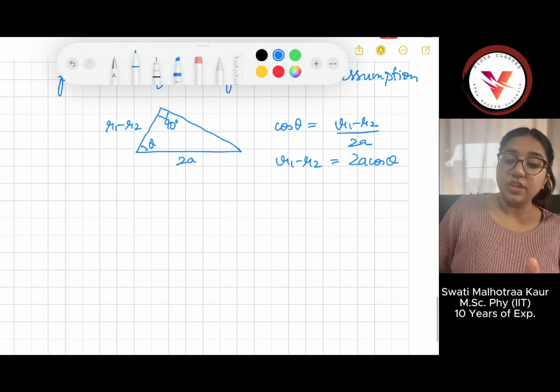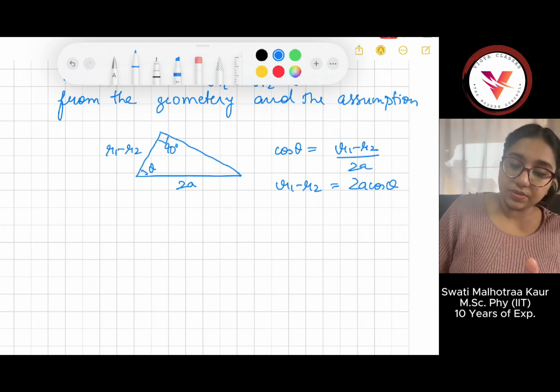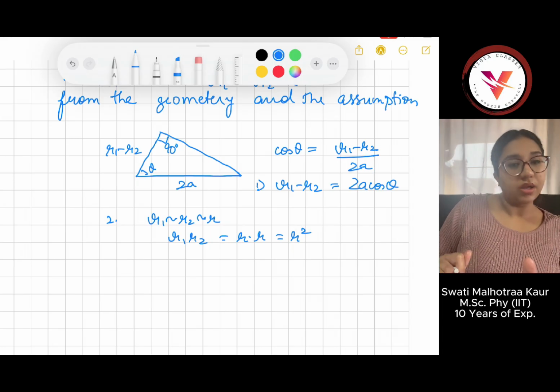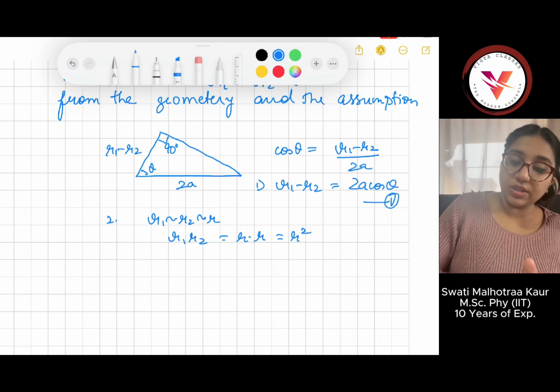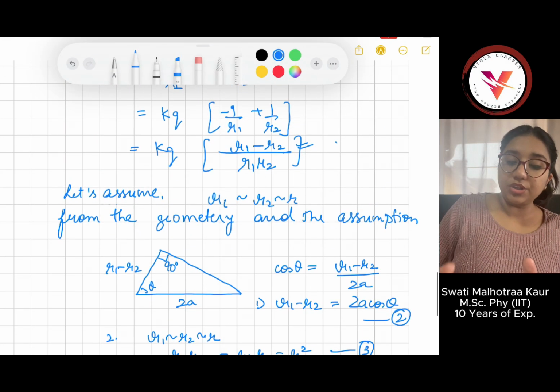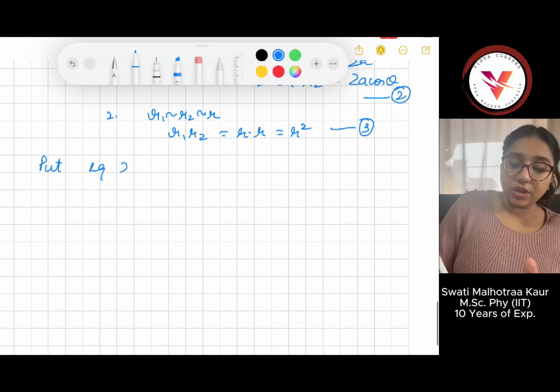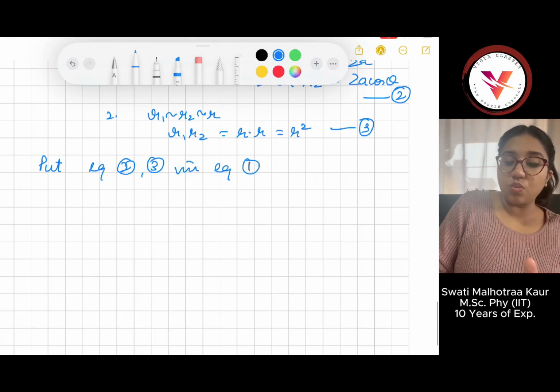So first you get this r1 minus r2. Then for r1 and r2, since r1 is almost equal to r2, which is almost equal to r, then r1 into r2 is equal to r into r, that is r square. Fine. So you can substitute this, equations 2 and 3 in equation 1. Okay. So put equation second and third in equation 1.